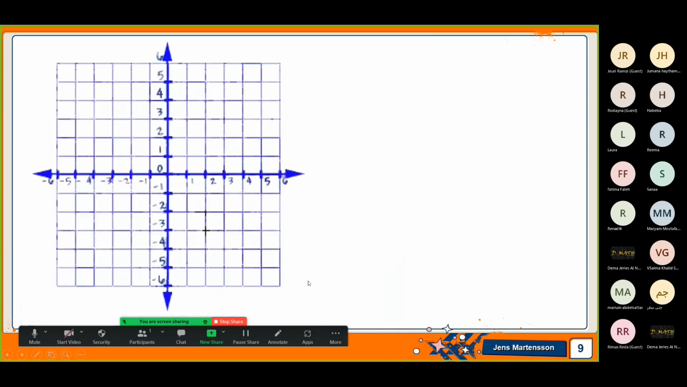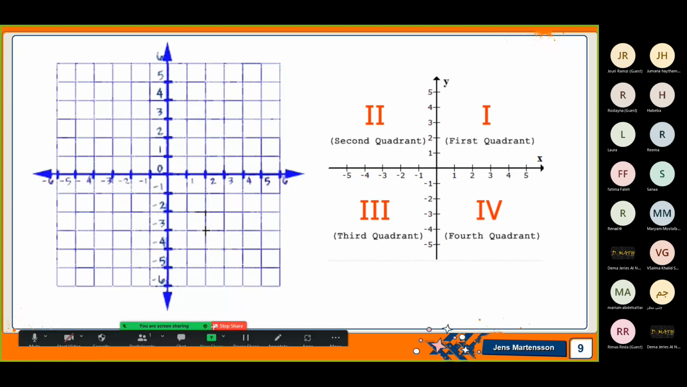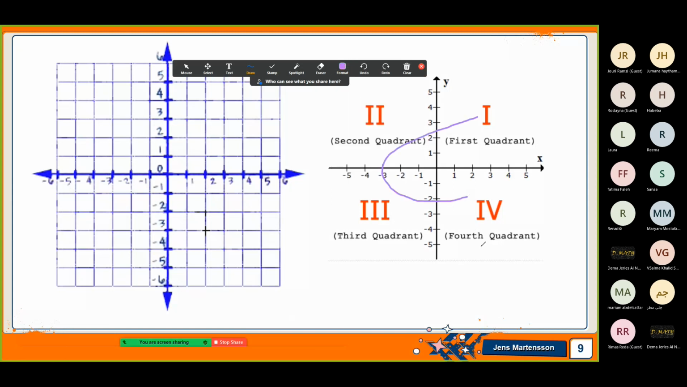We have quadrant 1, quadrant 2, quadrant 3, and quadrant 4. And they are ordered counterclockwise. What do I mean by counterclockwise? You know that the clock goes 12, 1, 3, 6, 9, 12. This is clockwise. Counterclockwise is if you go in the opposite way. So when you go 1, then 2, then 3, then 4, you go counterclockwise. It comes like the letter C.